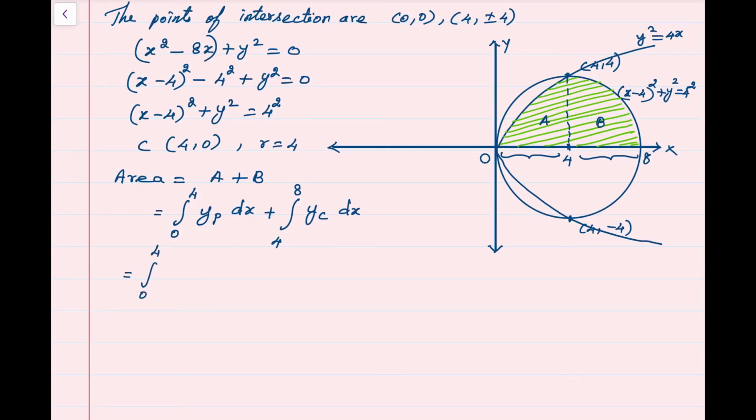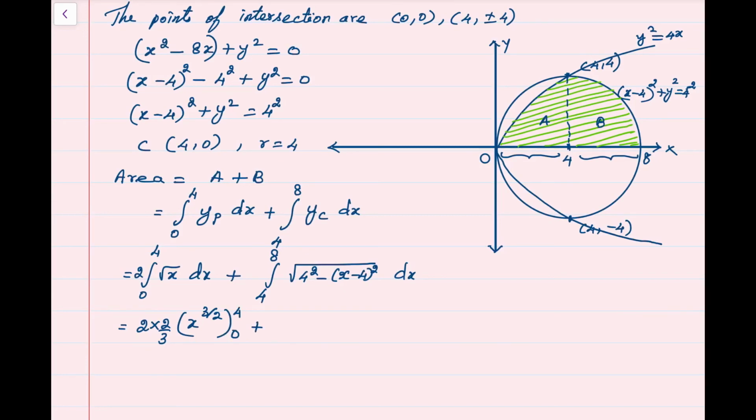Integral 0 to 4 from parabola equation, y is root of 4x, which is 2 root x dx, plus integral 4 to 8, y from the circle equation is root of 4 square minus (x minus 4) the whole square dx. 2 times integral of root x is x raised to 3 by 2 times 2 by 3, and the limits are 0 to 4, plus the formula: (x minus 4) divided by 2 root of 4 square minus (x minus 4) the whole square plus a square divided by 2 sine inverse of (x minus 4) divided by a, where a is 4, and the limits are 4 to 8.